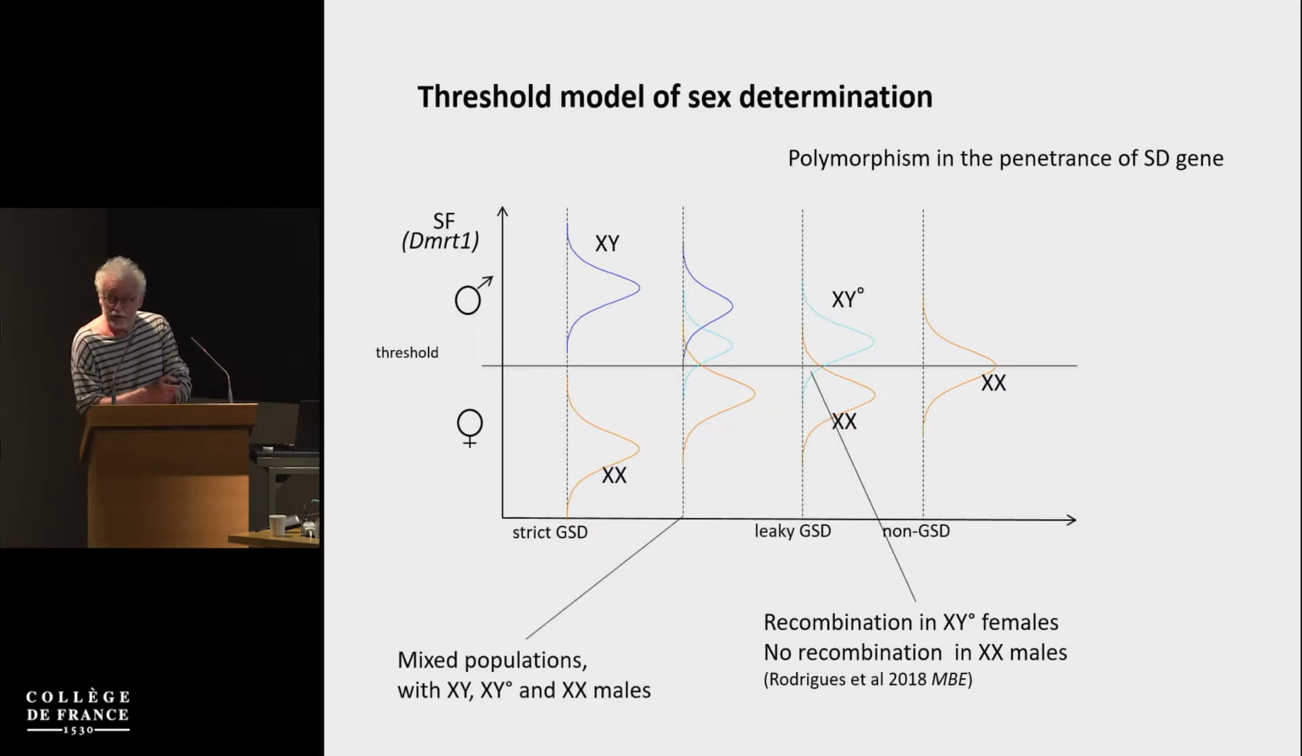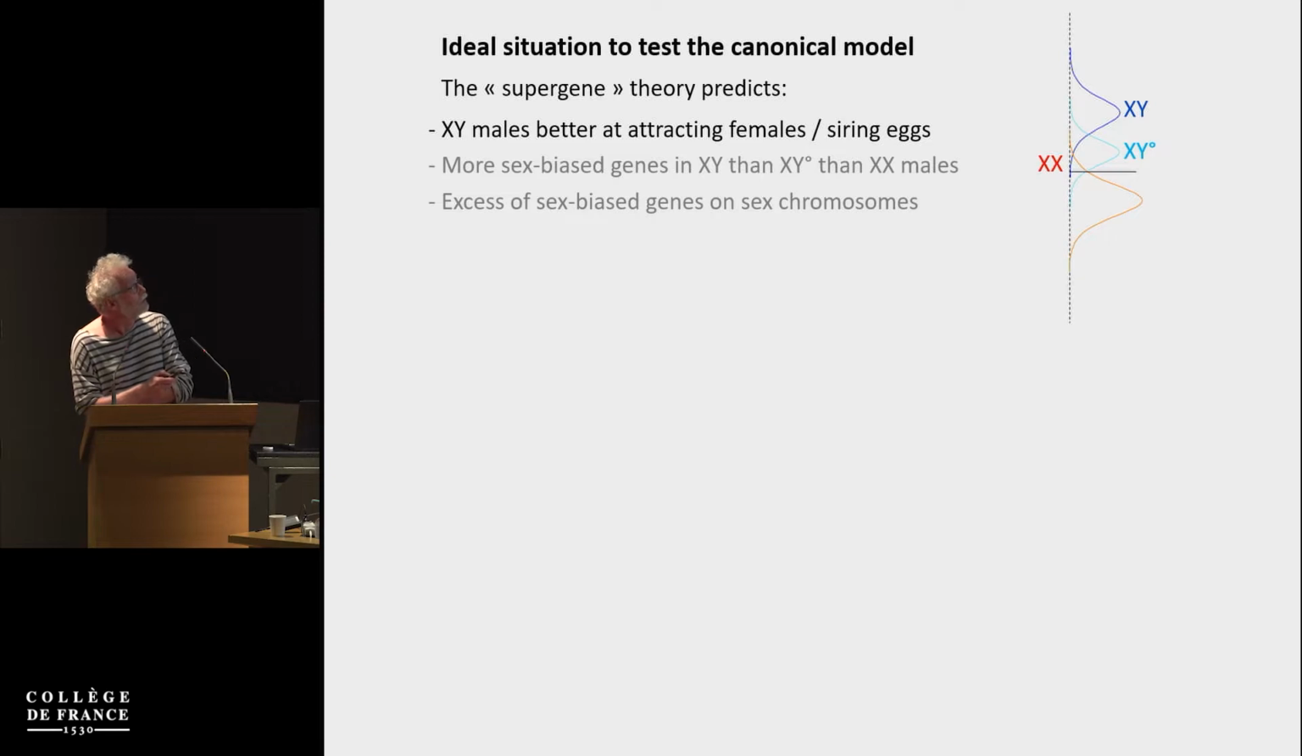And also, interestingly, we have populations where we have a mix of XY males, XY naught males, and XX males. And this is actually an ideal situation to test this canonical model of sex chromosome evolution, because you have within the same population males with differentiated sex chromosomes and males without sex chromosomes. So one prediction from this model would be that XY males are better at attracting females or siring eggs than XX males, just because they have these sex-antagonistic male beneficial genes on the sex chromosome.